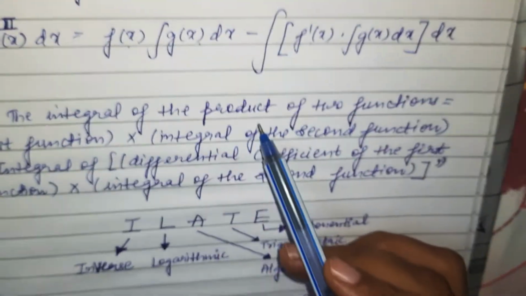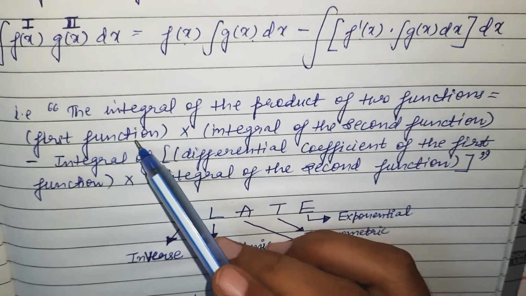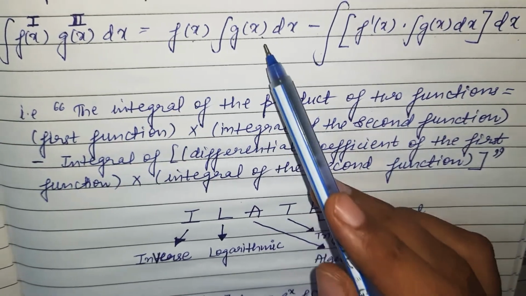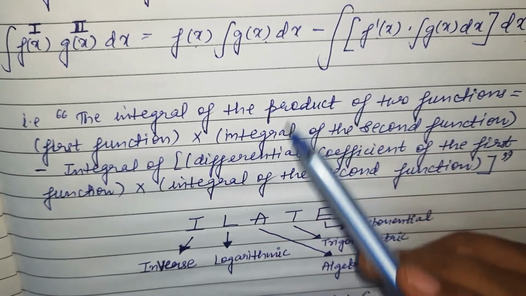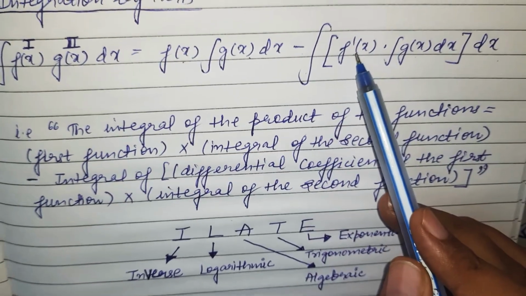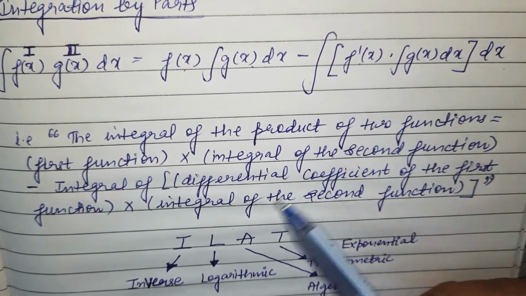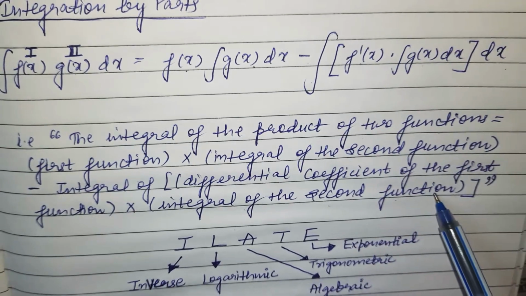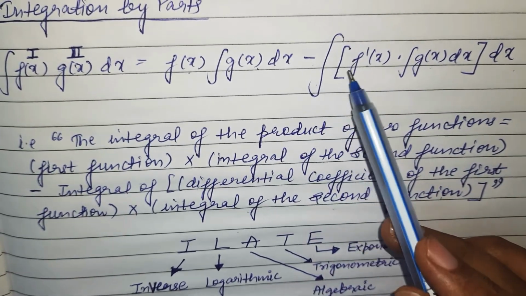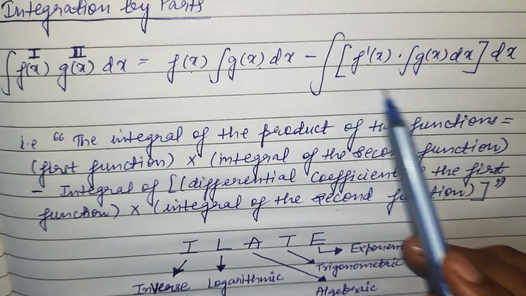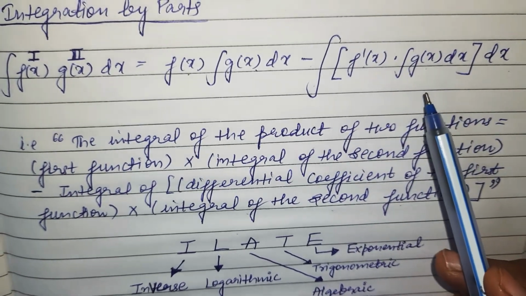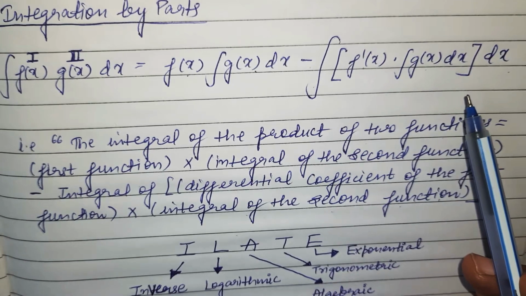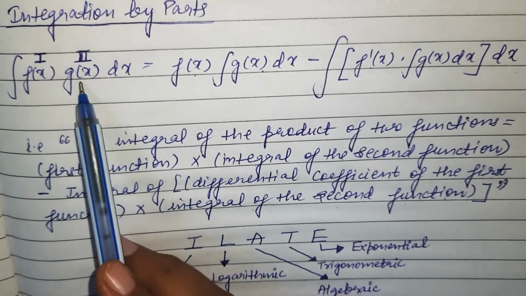The integral of the product of two functions is equivalent to first function, integral of second function, minus whole of integral, differentiation of first function into integral of the second function. Then you need to take the integration of this function. So how to apply that? How can I decide which is your first function and which is your second function?